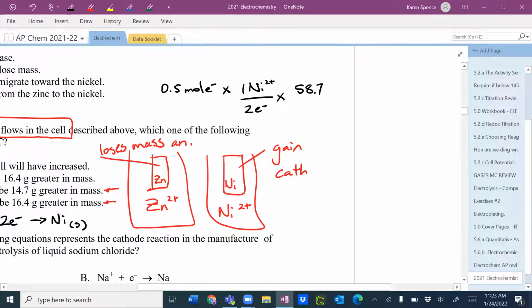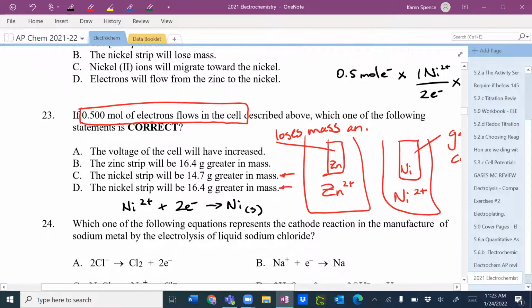So this is not an AP question, so you can use your calculator for this. So 0.5 divided by 2 times 58.7, that's grams per mole. And we get 14.7. So that's going to be C.